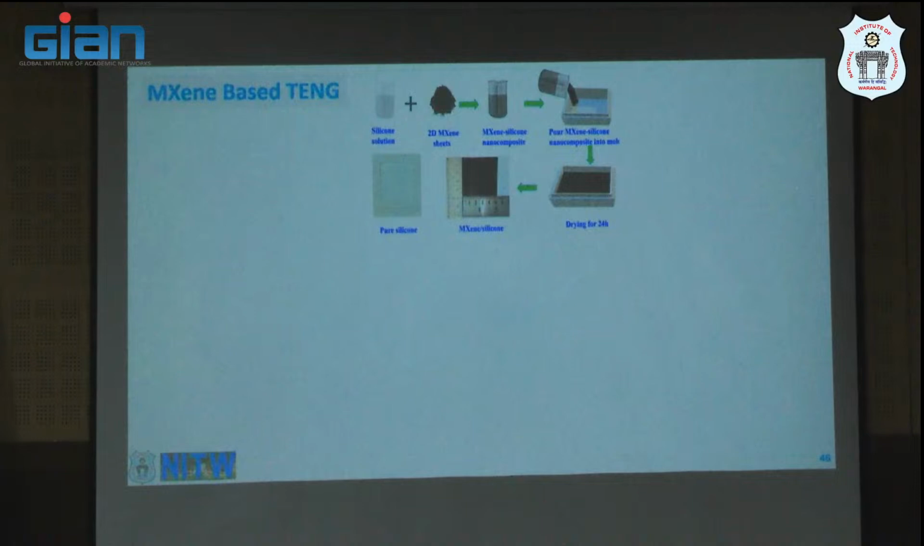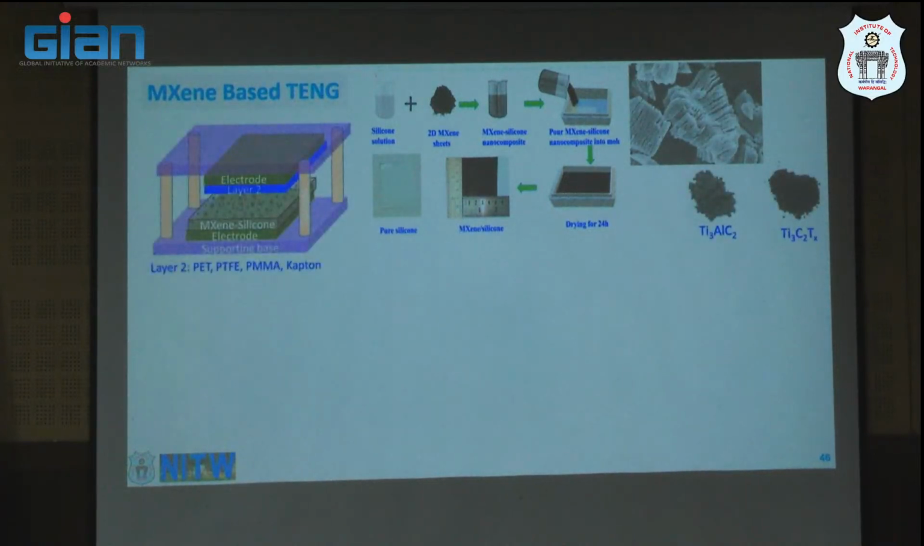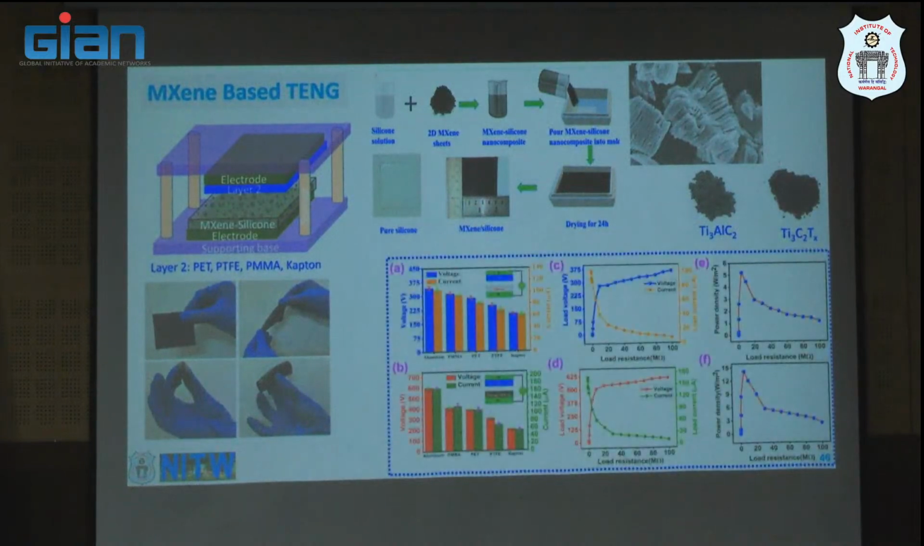So we mixed with silicon solution and we made a composite film. As you can see here, this silicon is mixed with MXene sheets of titanium carbide and we made a composite film. This is a device geometry. When we tapped this device by hand, we could produce around 370 volts without MXene, and with MXene we produce 600 volts. The power density without adding MXene to the silicon is around 5 watt; when you add MXene we get 15 watt per meter square.